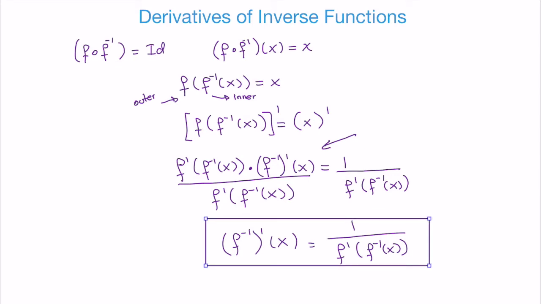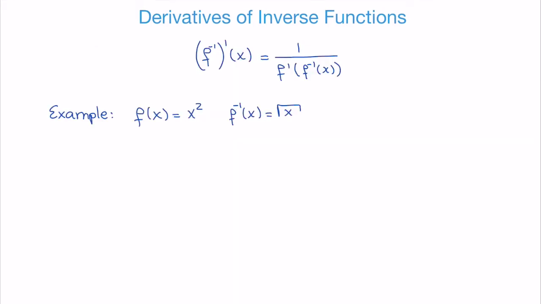It's not always easy to apply this formula. Sometimes it is better to use implicit differentiation. Let me give you first an example using the formula, and then we're going to find the inverse using implicit differentiation. Here we have an example of two inverse functions. x squared and square root of x are inverses.